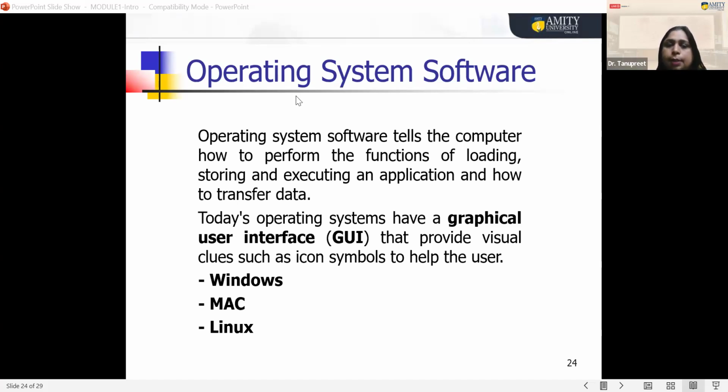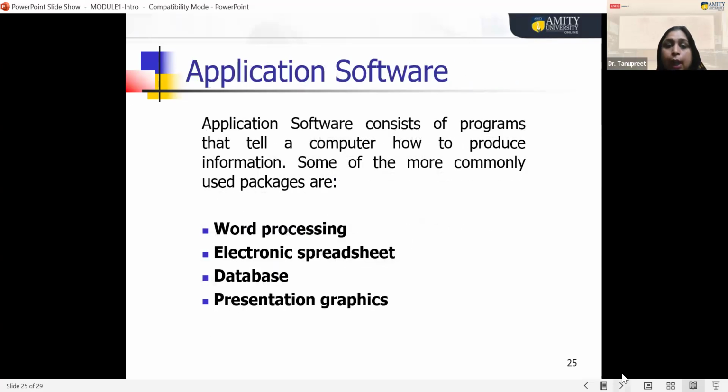Okay, so I guess that's pretty clear. Now coming to your application software. Application software means your MS Word, Excel, PowerPoint. These application software are application specific. Obviously, you cannot make a PPT in MS Word, and you cannot write too much text into a PPT. So they are application specific, and a certain application is associated with each. So again, you can see the difference between application software and operating system software.